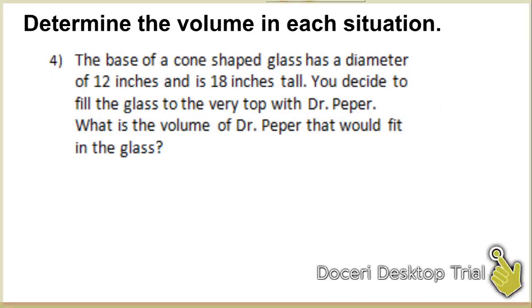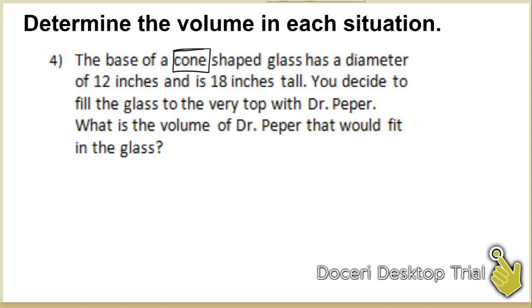So question number 4 says, the base of a cone shape. So right away they tell us something. They tell us that we're dealing with a cone. A cone-shaped glass has a diameter of 12 inches and is 18 inches tall. You decide to fill the glass to the very top with Dr Pepper. What's the volume of Dr Pepper that would fit in the glass?